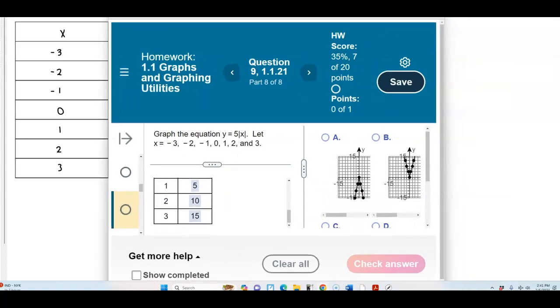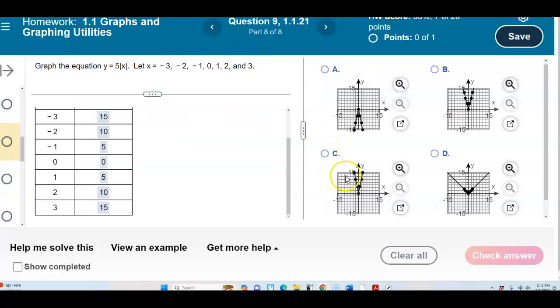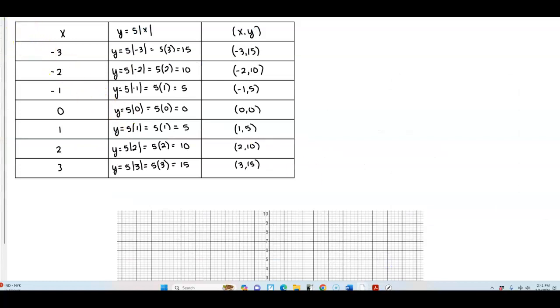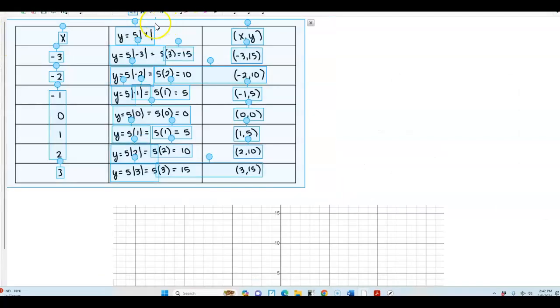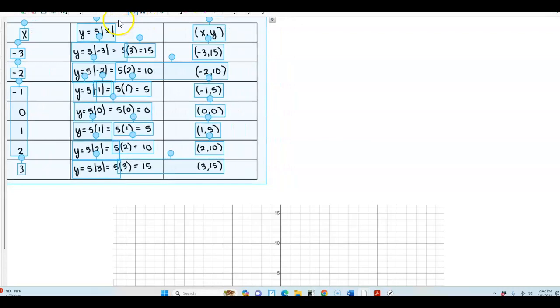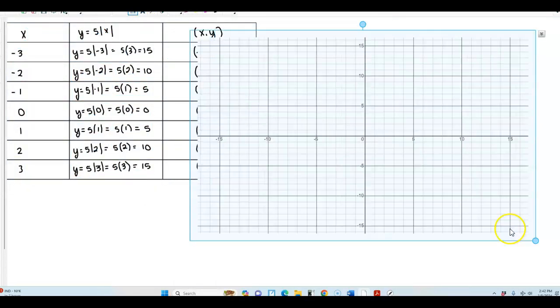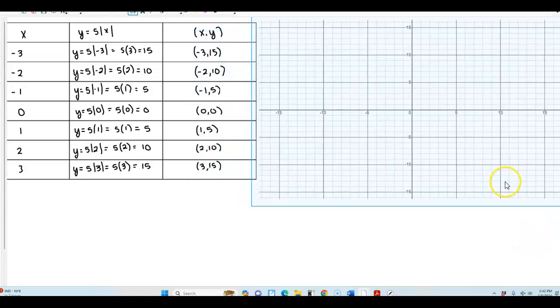Okay, now the next question is, they want us to be able to graph and determine which graph this is going to look like. So let's go ahead and do that. We're going to go ahead and graph. I'm just going to move this over just a little bit here. And we're going to bring up our graph over here. I'm going to go ahead and graph this and see what this looks like.